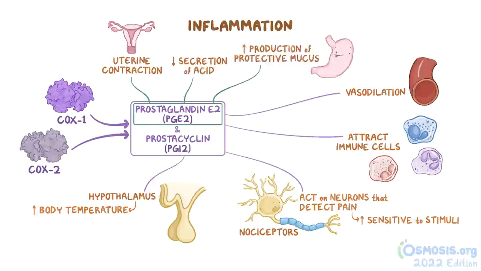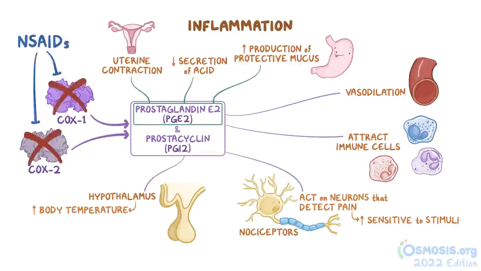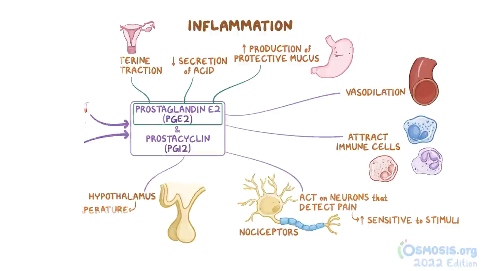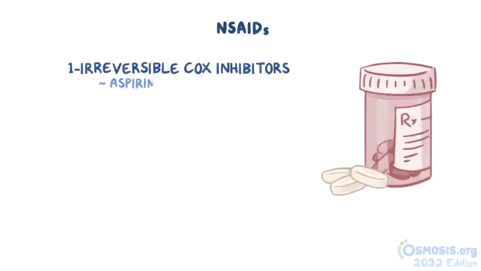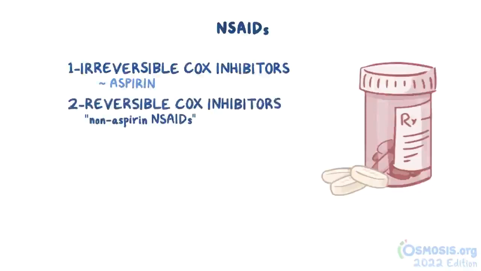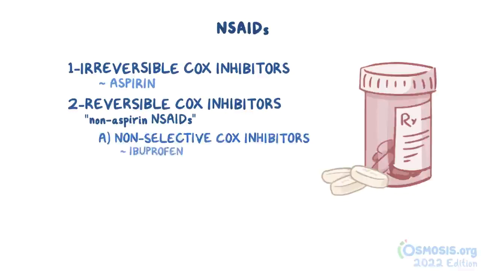So, in conditions such as inflammation, pain, or fever, NSAIDs can be used to inhibit cyclooxygenase and decrease the production of prostaglandins. Depending on how they interact with these enzymes, NSAIDs are subdivided into two main groups: irreversible COX inhibitors, like aspirin, and reversible COX inhibitors, or non-aspirin NSAIDs. Non-aspirin NSAIDs can be further subdivided into two groups: non-selective COX inhibitors, which include common medications like ibuprofen, and selective COX-2 inhibitors like celecoxib.